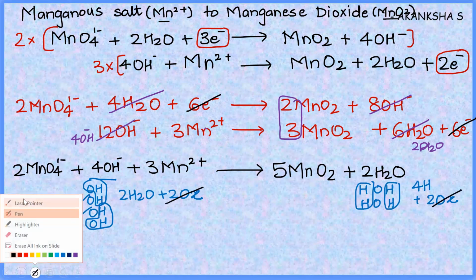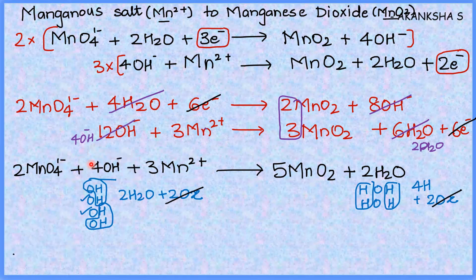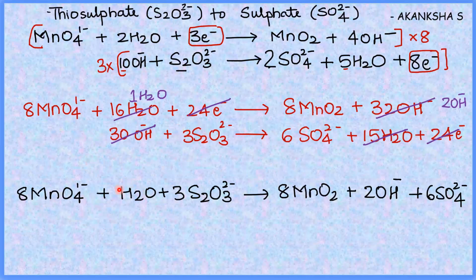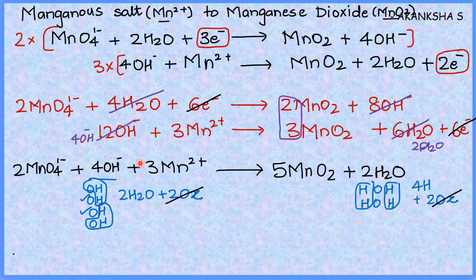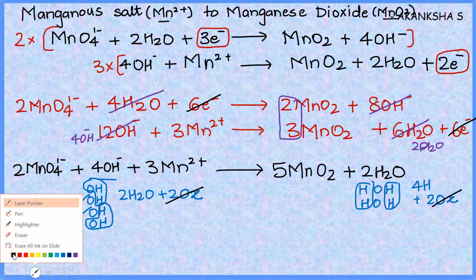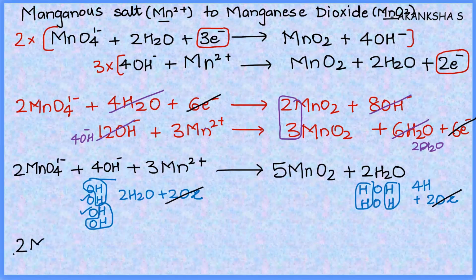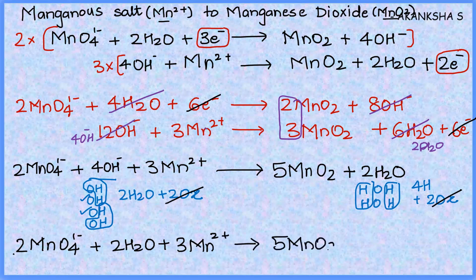Reason being, in all the reactions that we have seen, on the reactant side, we generally have water. See the previous one. Reactant side, water. Reactant side, water. So even on this side, we want water, not hydroxyls, because we are adding it in a neutral medium. That's why we need to convert 4 hydroxyls into water molecules. So what do we get? 2MnO4 1 minus plus 2H2O plus 3Mn2 plus, giving you 5MnO2 plus, instead of writing 2 water, we write 4 protons.